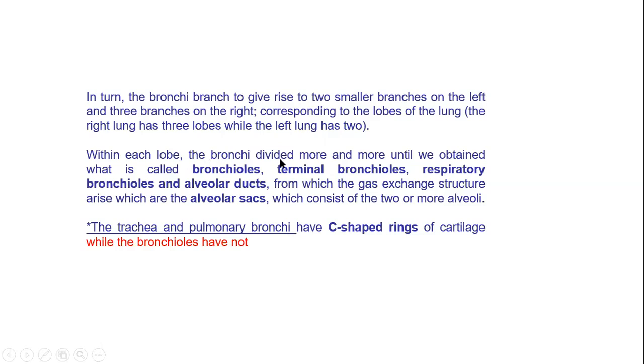Within each lobe, the bronchi divide more and more until we obtain what is called bronchioles, terminal bronchioles, respiratory bronchioles, and alveolar ducts, from which the gas exchange structures arise, which are the alveolar sacs, which consist of 2 or more alveoli. The trachea and pulmonary bronchi have C-shaped rings of cartilage, while the bronchioles have none.